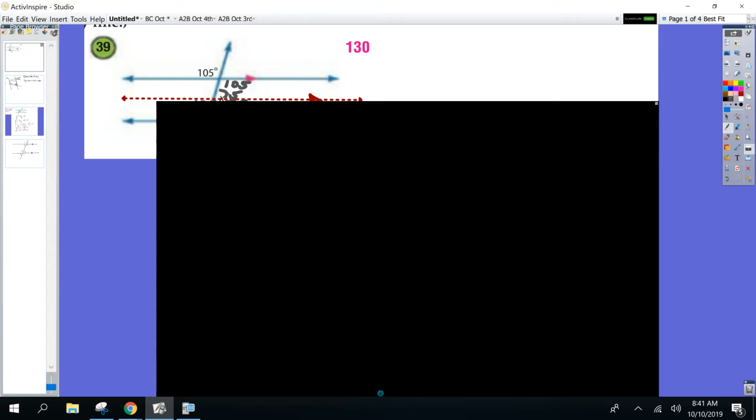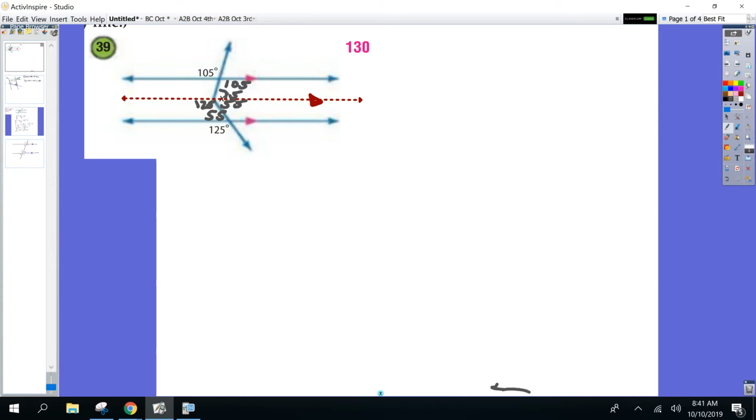Everyone see the two angles that make up angle X? 75 and 55. And that's where I got the 130 degrees from. Okay? So you guys got to take two at a time. Two at a time and work with them. Okay? Let's go. Let's keep this train going.